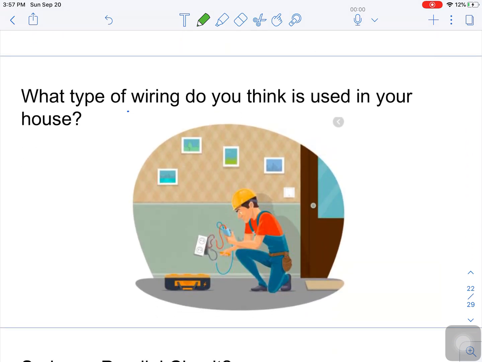Quick question. What type of wiring do you think is used in your house? Do you think there is series or parallel? I hope you said parallel, because I know that if one light goes out in my bathroom, the other lights in my house I can still use.